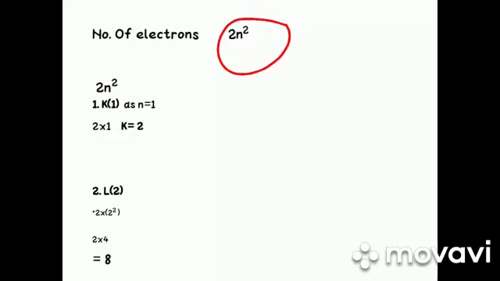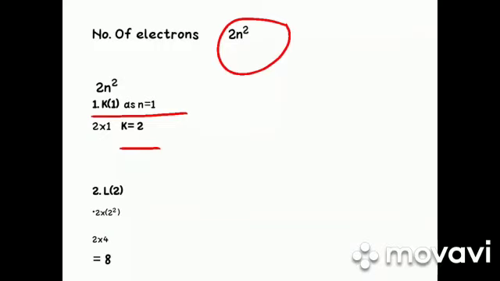So for K, n is equal to 1. So 2 multiplied by 1 square. The square of 1 is 1. So 2 multiplied by 1 is equal to 2. So the capacity of electrons in K shell would be 2. More than 2 electrons can never be placed in K shell.